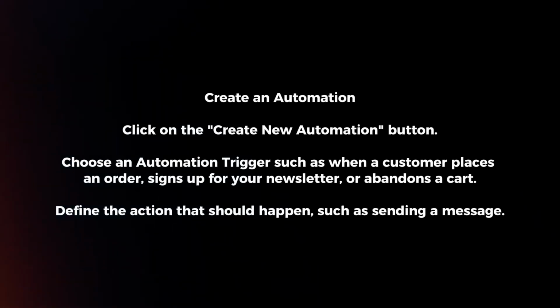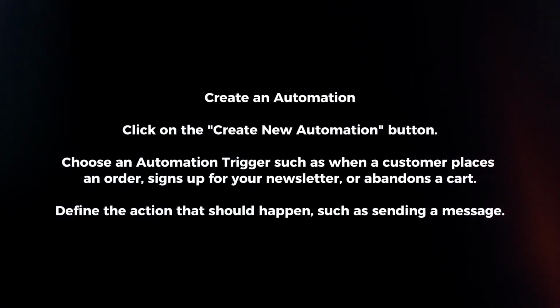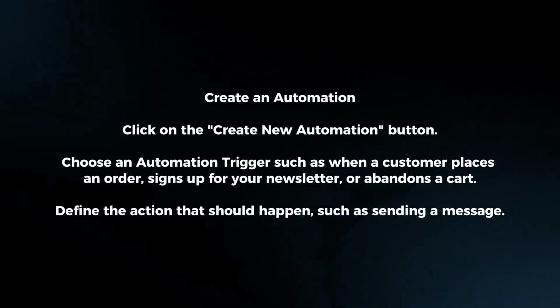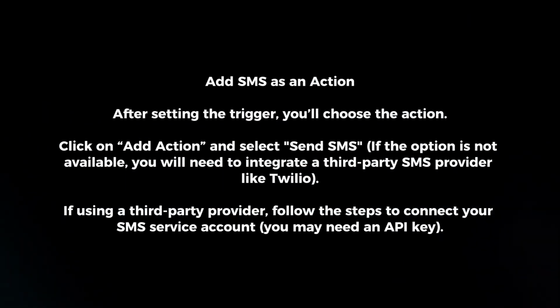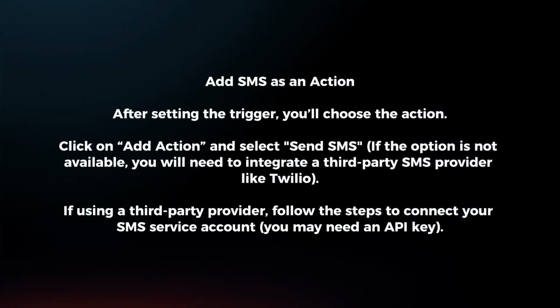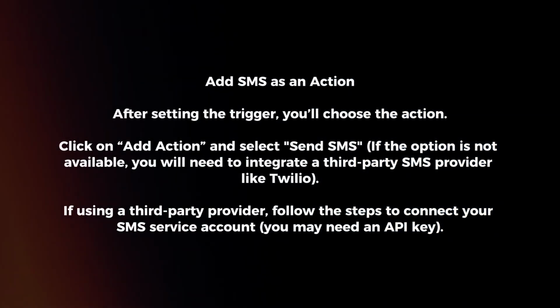Choose an automation trigger such as when a customer places an order, signs up for your newsletter, or abandons a cart. Define the action that should happen, such as sending a message. Add SMS as an action. After setting the trigger, you will choose the action. Click on Add Action and select Send SMS.